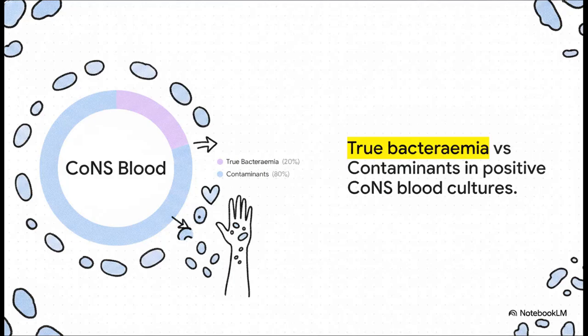Okay, pause for a second because I need to give you a massive clinical warning. When a blood culture comes back positive for CoNS, up to 80% of the time it is not a true infection. It's just a contaminant. You see, CoNS lives naturally on our skin, so if the skin isn't perfectly prepped before a blood draw, the CoNS from the patient's skin, or honestly even the phlebotomist's hands, gets right into the bottle and grows. Only about 10 to 20% of these positive cultures actually represent true bacteremia.